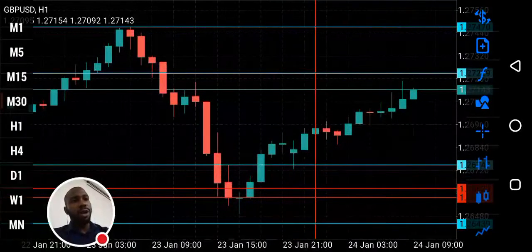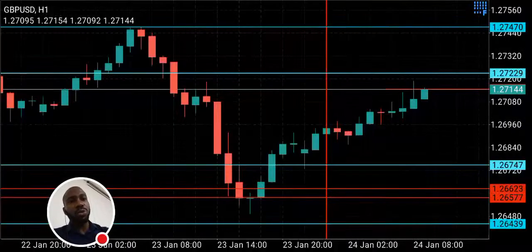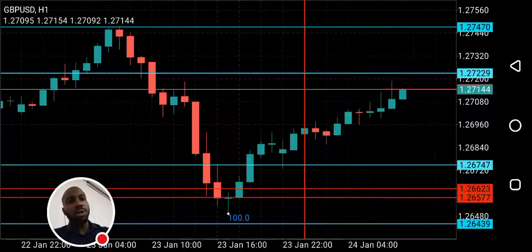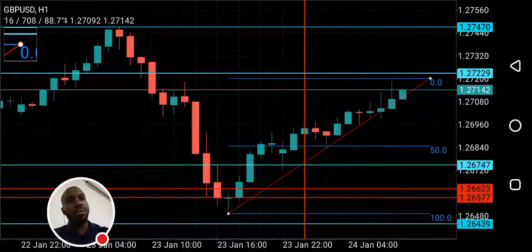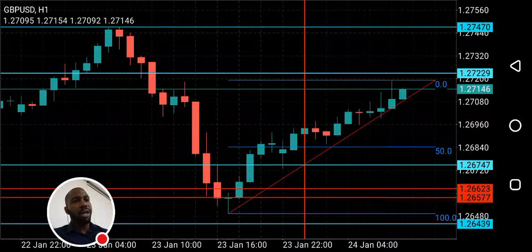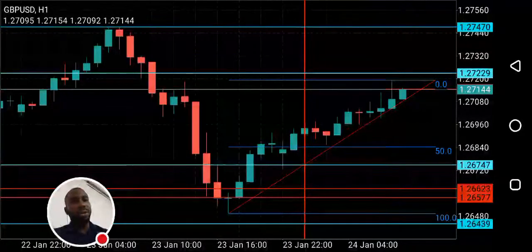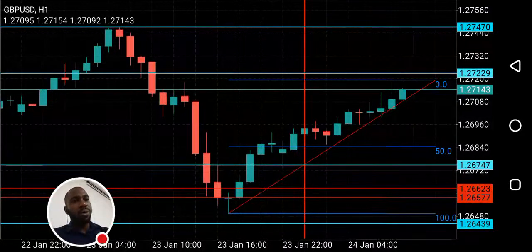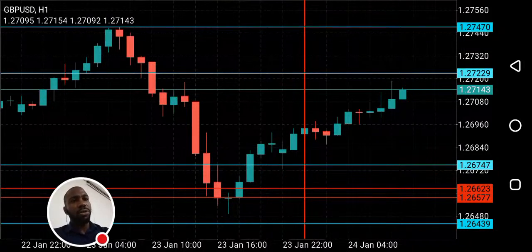If we apply our Fibonacci from this swing low to this swing high, we should see price pull back to discount before you buy. Don't buy at the current market price unless you're okay with the risk. We could also apply the Fibonacci on the previous range, which is this.